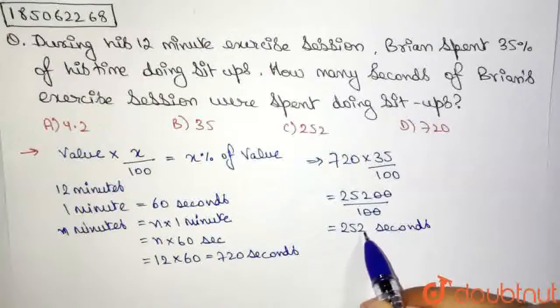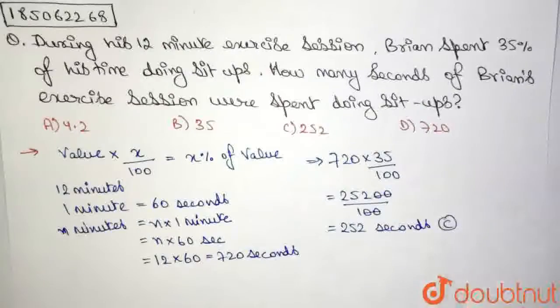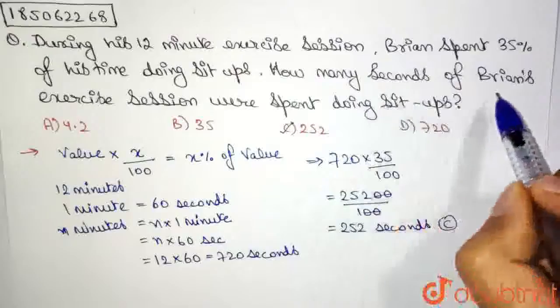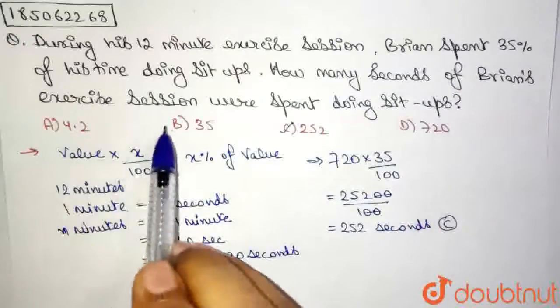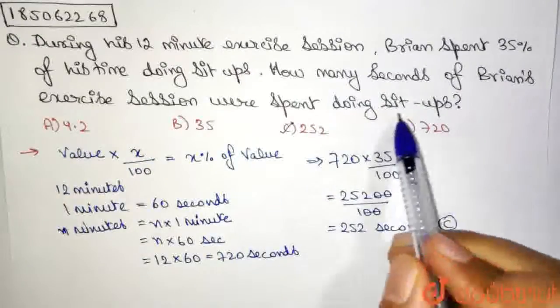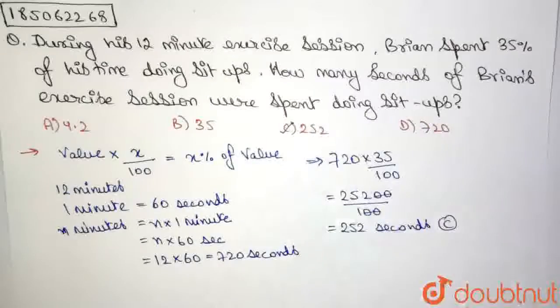Upon comparing with the options, this matches with option C. So we say the correct answer to this particular question is option C, which is 252 seconds. So the amount of time that Brian spent of his exercise session doing sit-ups is 252 seconds.